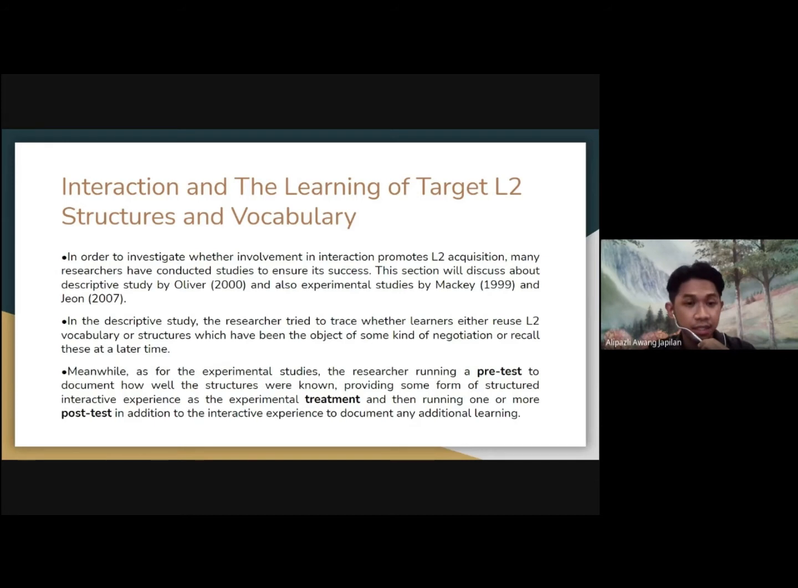In the descriptive study, the researcher tried to trace whether learners either reuse second language vocabulary or structure, which have been the object of negotiation, or recall this at a later time. Meanwhile, as for the experimental studies, the researcher runs a pre-test to document how well the structures were known, provides some form of structured interactive experience as the experimental treatment, and then runs one or more post-tests in addition to the interactive experience to document any additional learning.